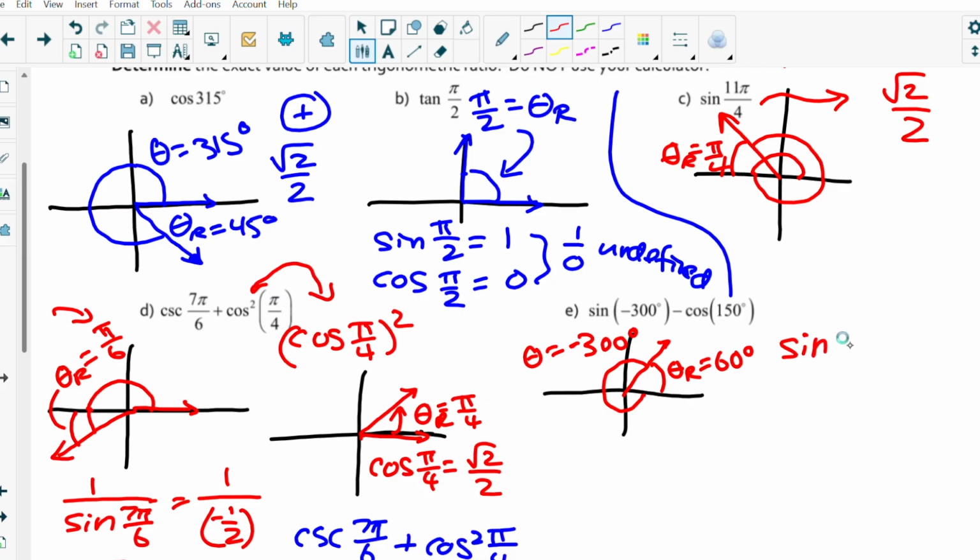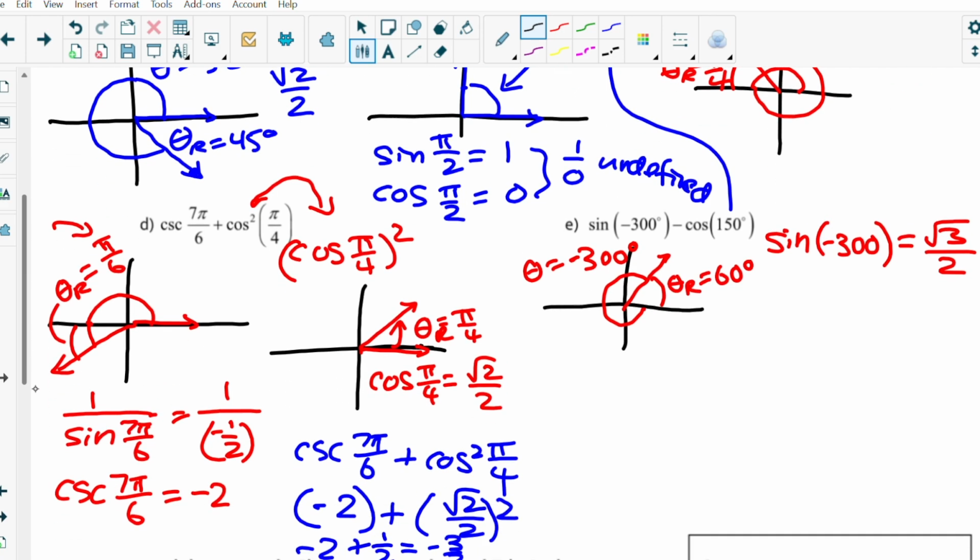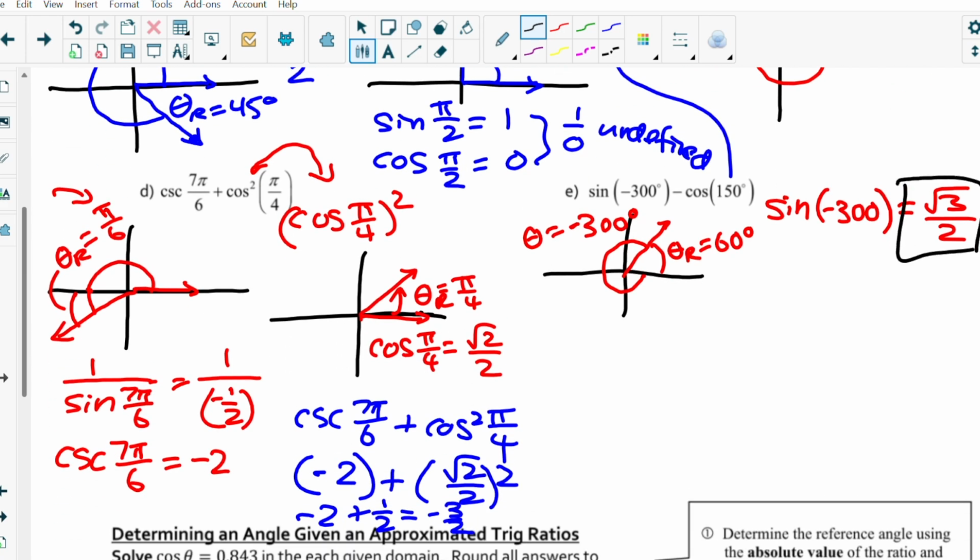So sine of negative 300, what's the y value, right? For a reference angle of 60 degrees, that is square root of 3 over 2. Okay, the other one, let's do both of these. So I'm going to bookmark this right here.